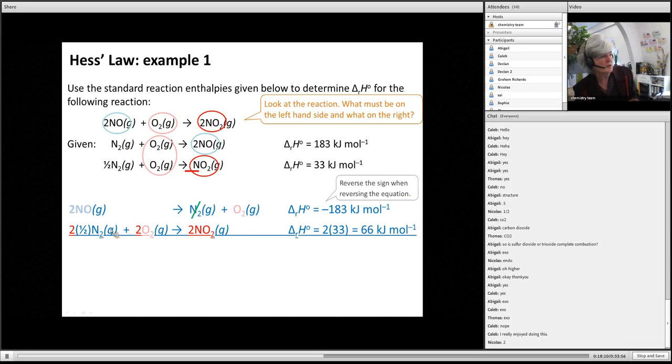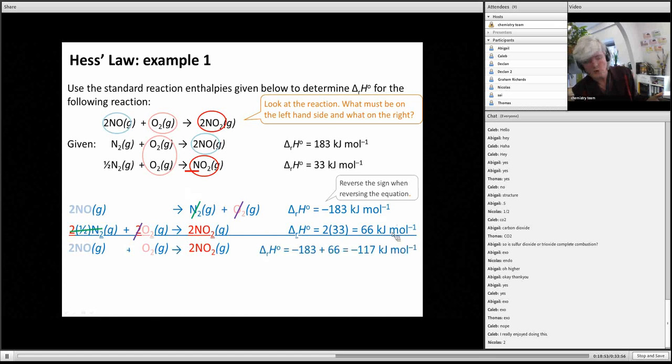Now we start the cancelling. So my N2 cancels out with that N2. Now the 2 times a half is the same as 1. So I've got 1 N2 on the left-hand side and 1 N2 on the right-hand side. I've got 2 O2s on the left-hand side and 1 of them on the right-hand side. So I'm going to be left with 1 of them on the left-hand side. And that's it. So now I can just put down my uncancelled stuff: 2NO plus my uncancelled oxygen plus my uncancelled NO2. And that matches my equation. So now I just work with the sum. Minus 183 plus 66 gives me minus 117 kilojoules per mole.